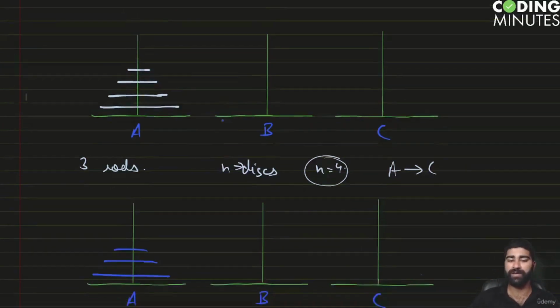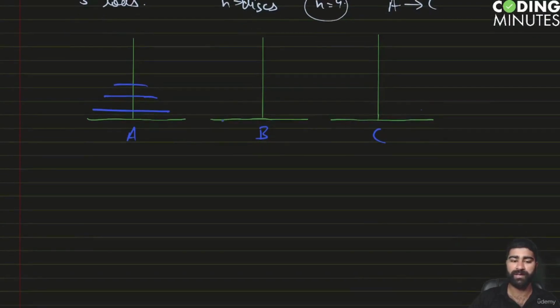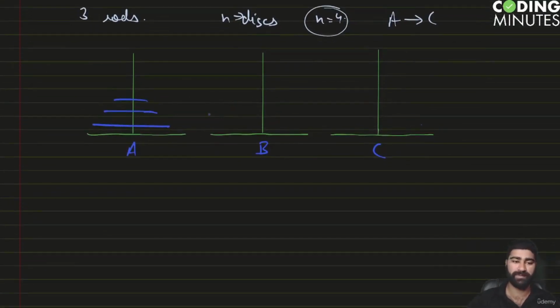So let's see how we can divide this Tower of Hanoi into some subproblems. I'm taking this example of three rods. Let's try to understand what we'll do by using recursion. So we have three rods.